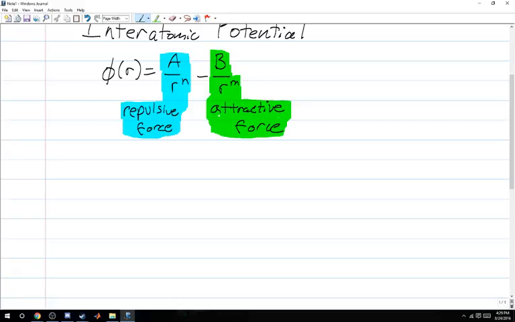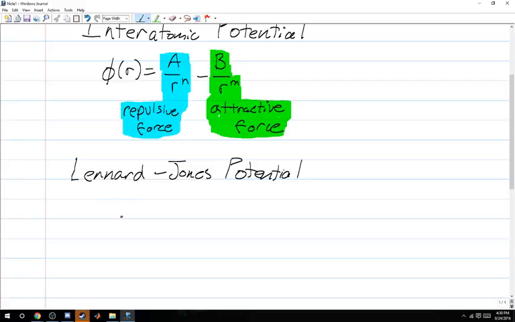Okay, so we have those two parts of the equation. Again, this is a super simplified model. So let's talk a little bit about where they get this from. There's multiple equations referred to as the Lennard-Jones Potential, which is basically where this was derived from.